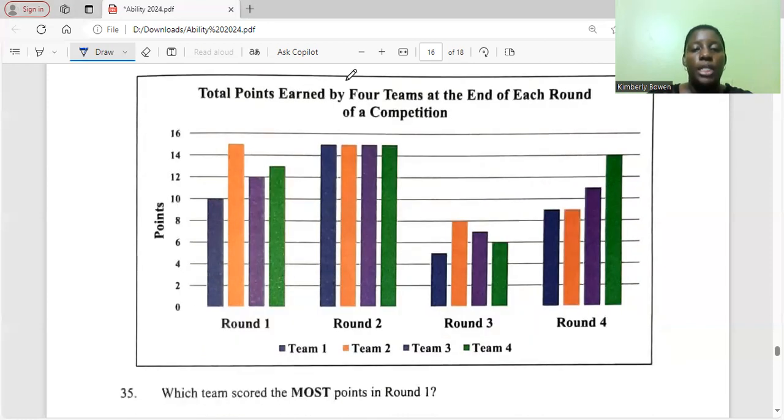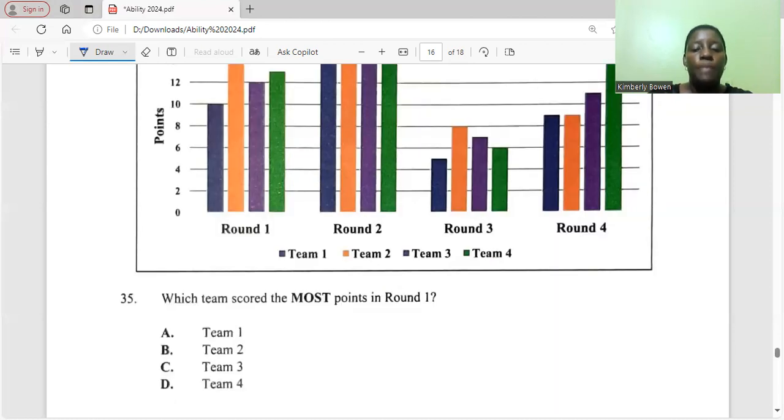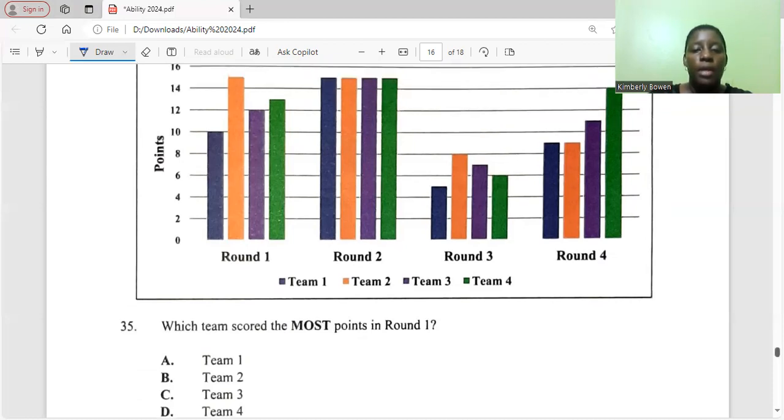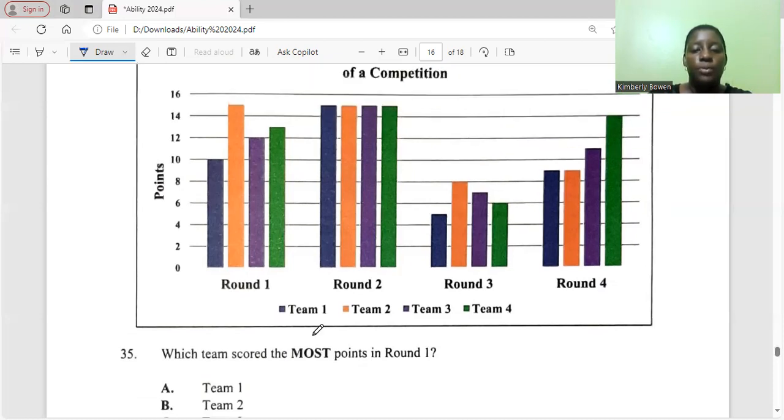Total points earned by 4 teams at the end of each round of a competition. Round 1, 2, 3, 4, and these were the points. And the teams, the blue is team 1, the orange is team 2, the purple is team 3, and the green is team 4. Which team scored the most points in round one? So we're looking at round one, and it's orange, so it's team 2.